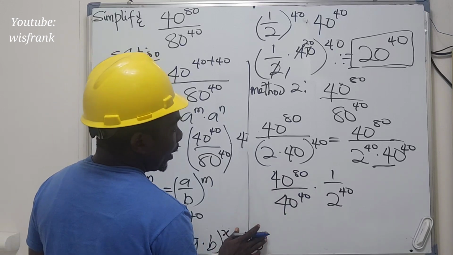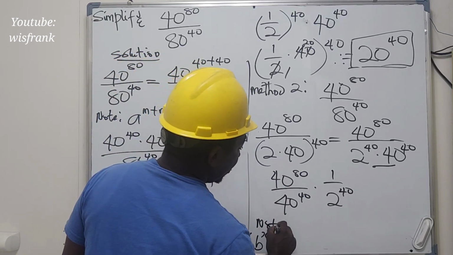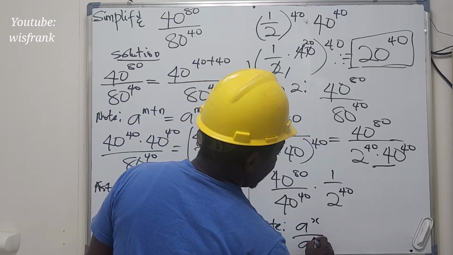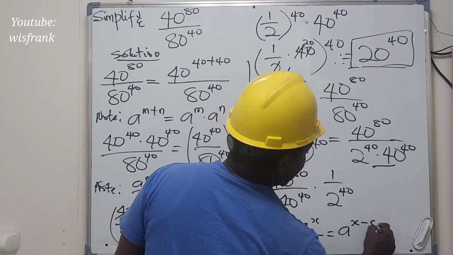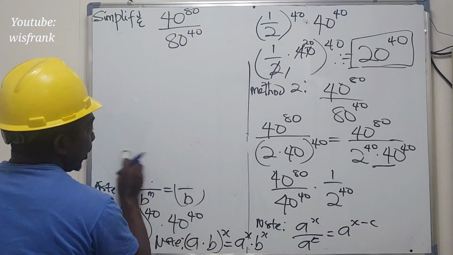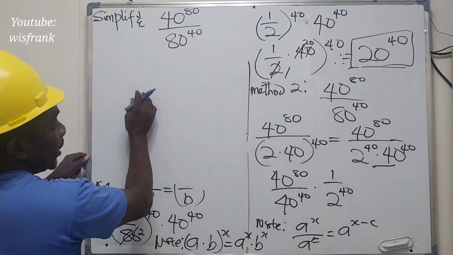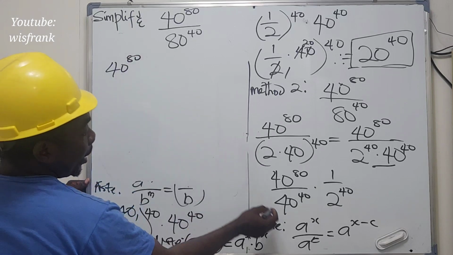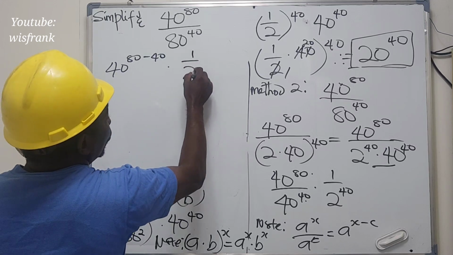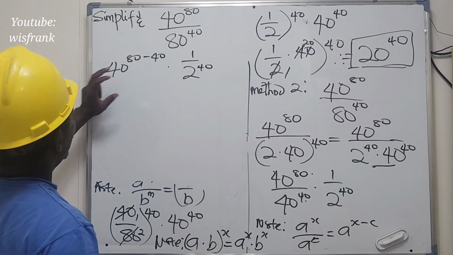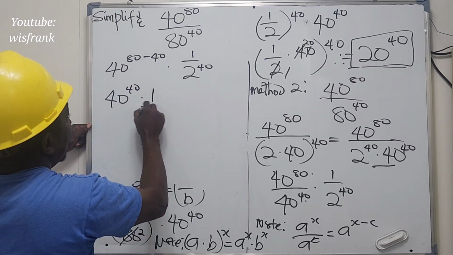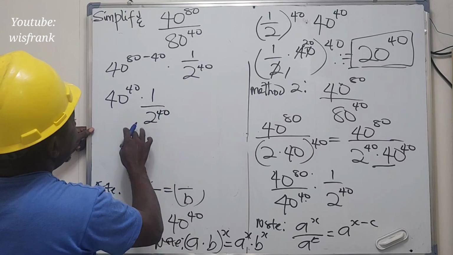So here we can rewrite this as, recall that when we have a to the power of x all over a to the power of c is the same thing as a to the power of x minus c. So we can represent this in this format. So that will give us 40 to the power of 80 minus 40, times 1 all over 2 to the power of 40. So here, we can write this as 40 to the power of 40, because 80 minus 40 is 40, times 1 all over 2 to the power of 40. So this is what we have.